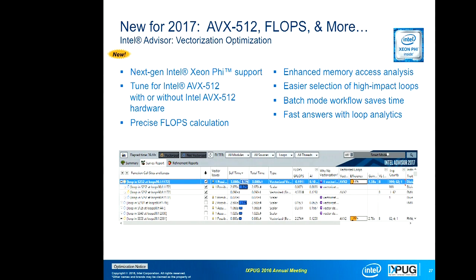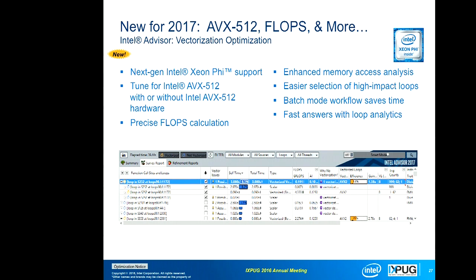With vectorization, we do a similar thing, but there's more detail in there, so I'll go into that. A few of the new things we've got in 2017: first, we have increased the vectorization capability to work with AVX-512 more. We've got support for the new KNLs. You can run Advisor natively on KNL, or I'll talk a little later about how you can do a vectorization analysis for KNL without being on a KNL system.